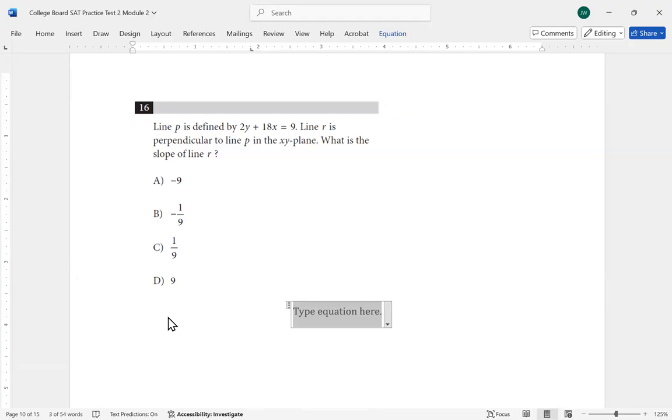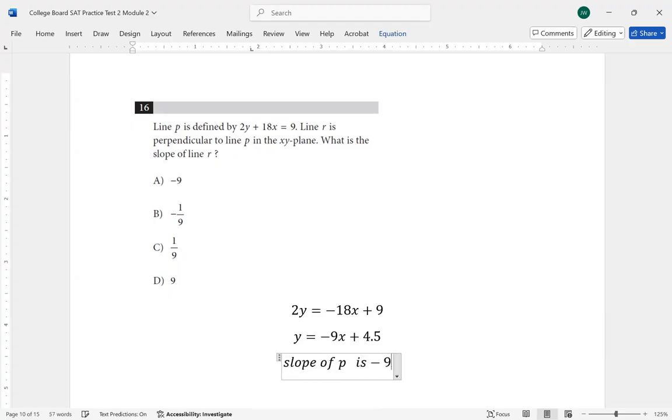The quick way I would do it is I would solve for y. So I would subtract 18x from both sides. That would give you 2y is equal to negative 18x plus 9. And then I would divide both sides by 2, giving me y is equal to negative 9x plus 4.5. So that's line P rewritten in slope-intercept form. And so now I know that the slope of line P is negative 9.